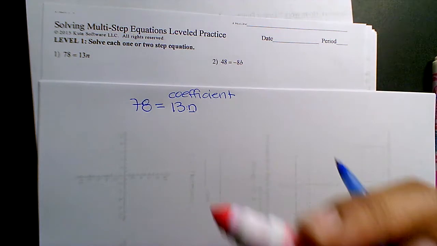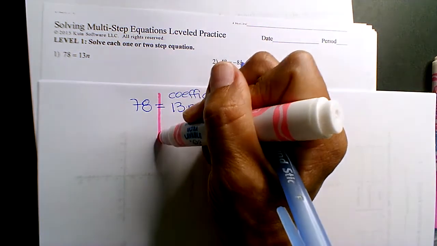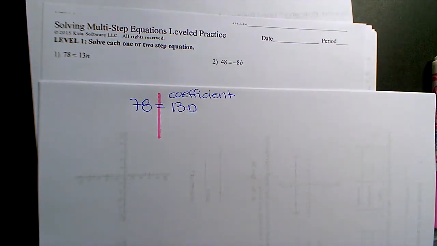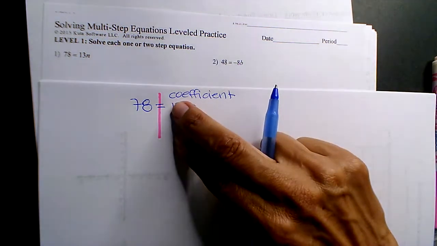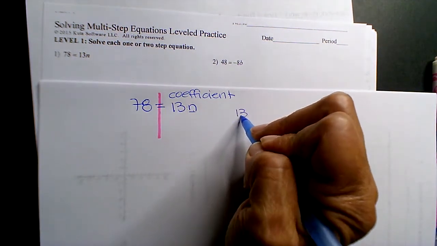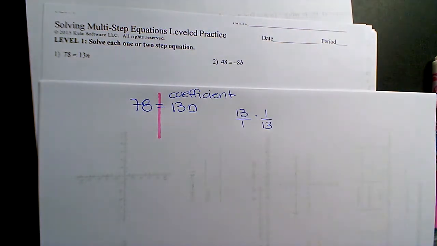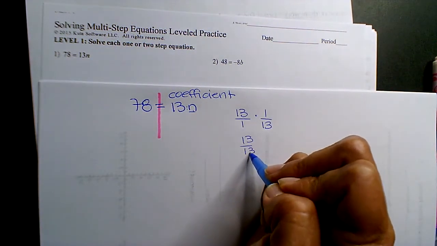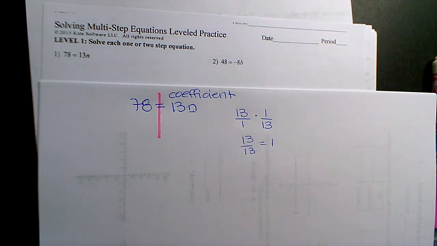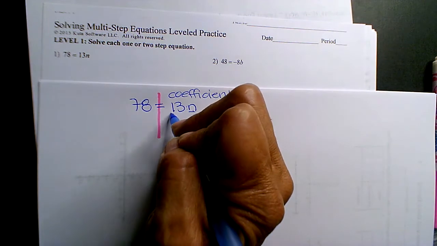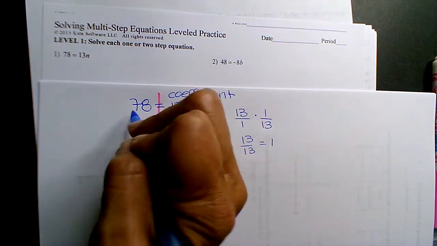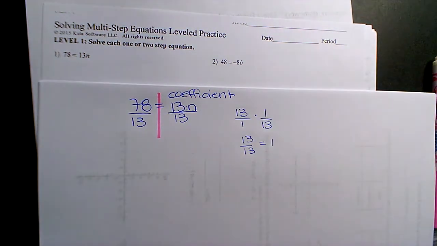You always want to know where your equal sign is. So this is where my equal sign is, right? So if I inverse, some of you were taught reciprocal, right? Because 13 over 1, what's the reciprocal? 1 over 13. So what's 13 divided by 13? It's 1, that's the identity property. Most of you know to just take that and divide by the 13, the coefficient.